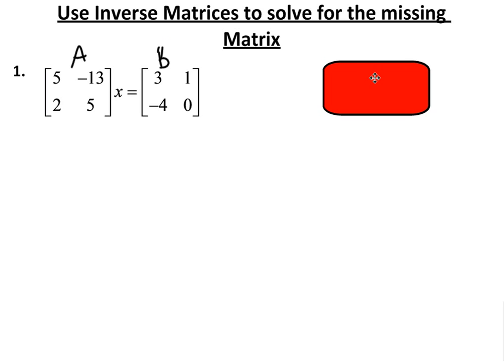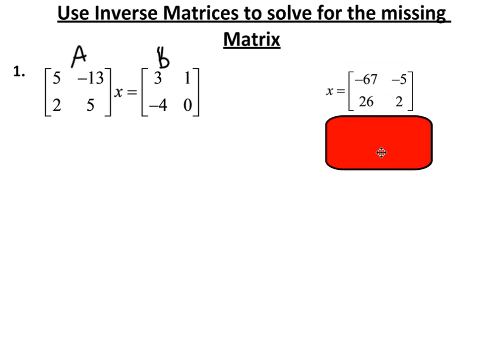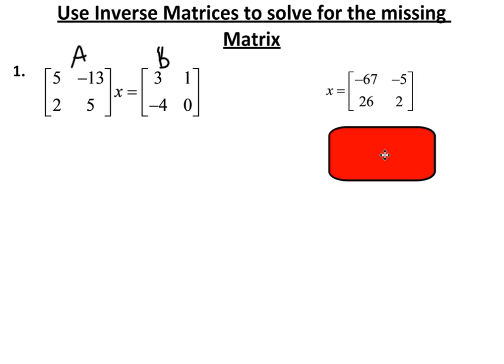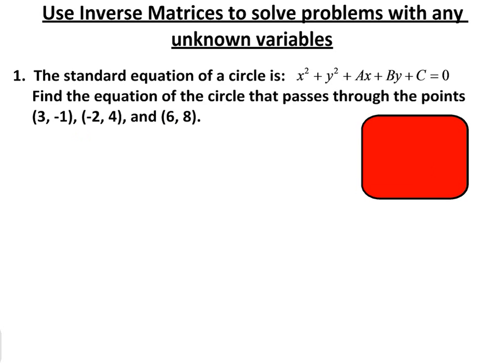Hopefully you noticed, and I'm going to reveal the answer now, that our answer isn't a 2 by 1 like we've been doing before, because a matrix that's a 2 by 2 equal to a 2 by 2, the only way we can get that solution is if our unknown is a 2 by 2. So hopefully you're able to get that.